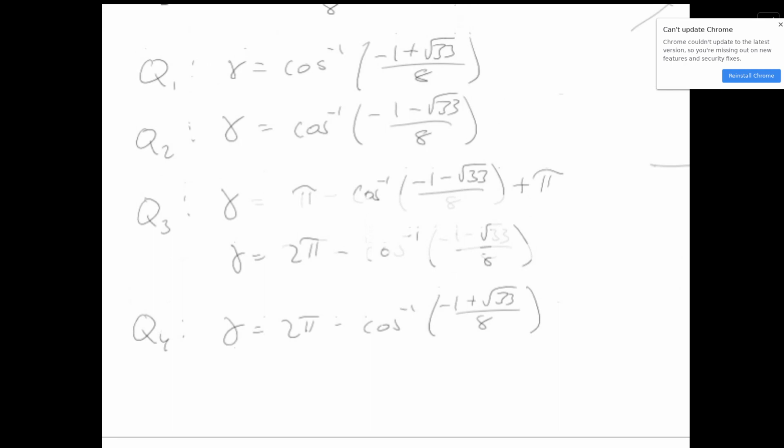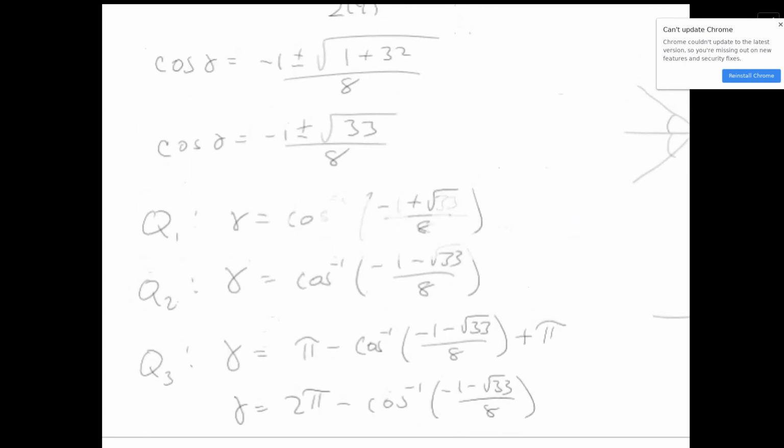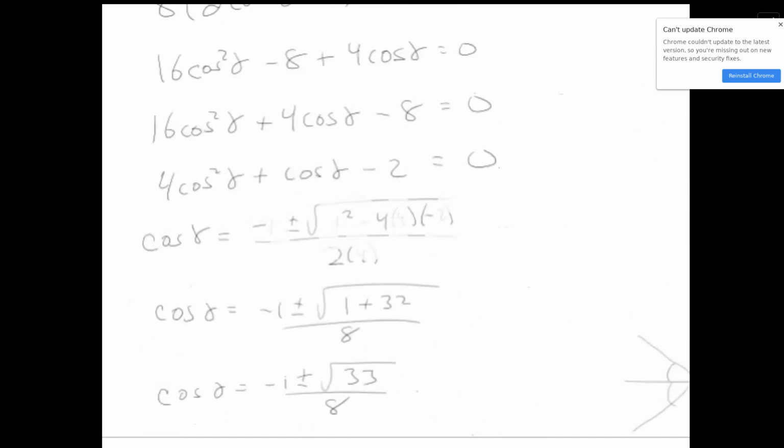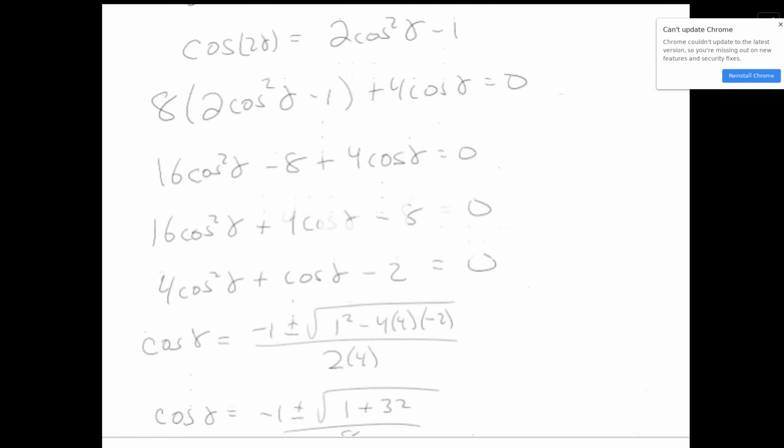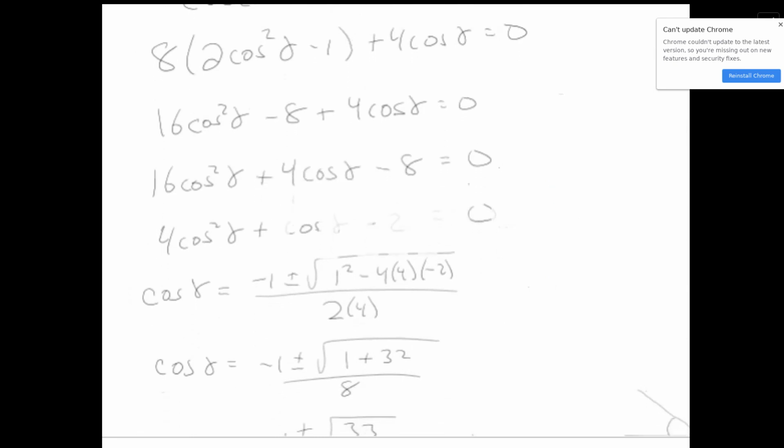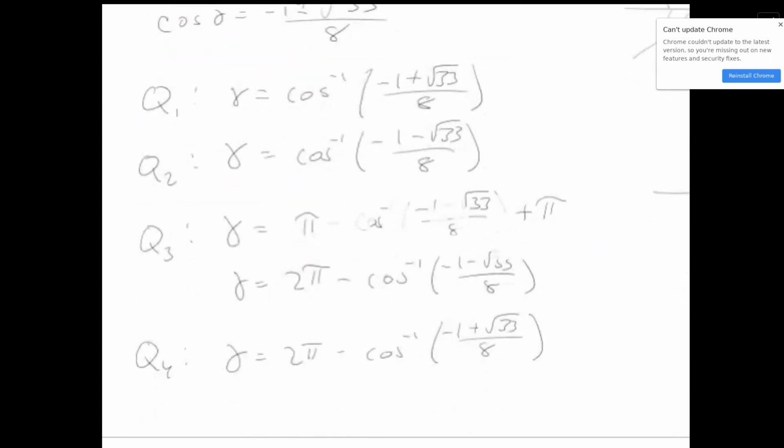Granted, this is very unusual for a typical pre-calculus class. Upon looking at this, I would check to make sure that I did this properly. It is more typical to see this expression that we get as something that can be factored, but unfortunately, this is not the case. All right, so those are the solutions.